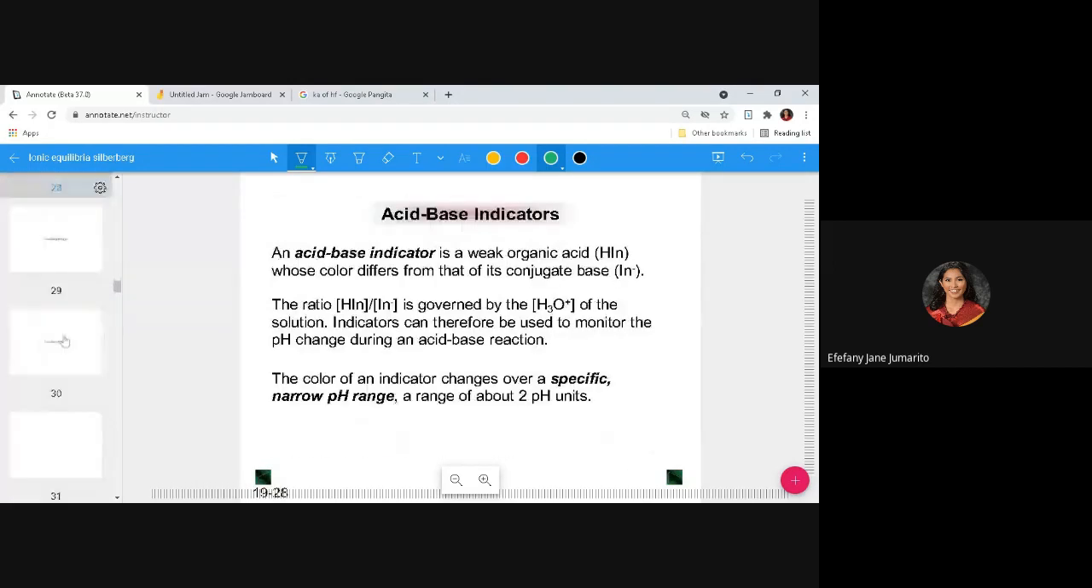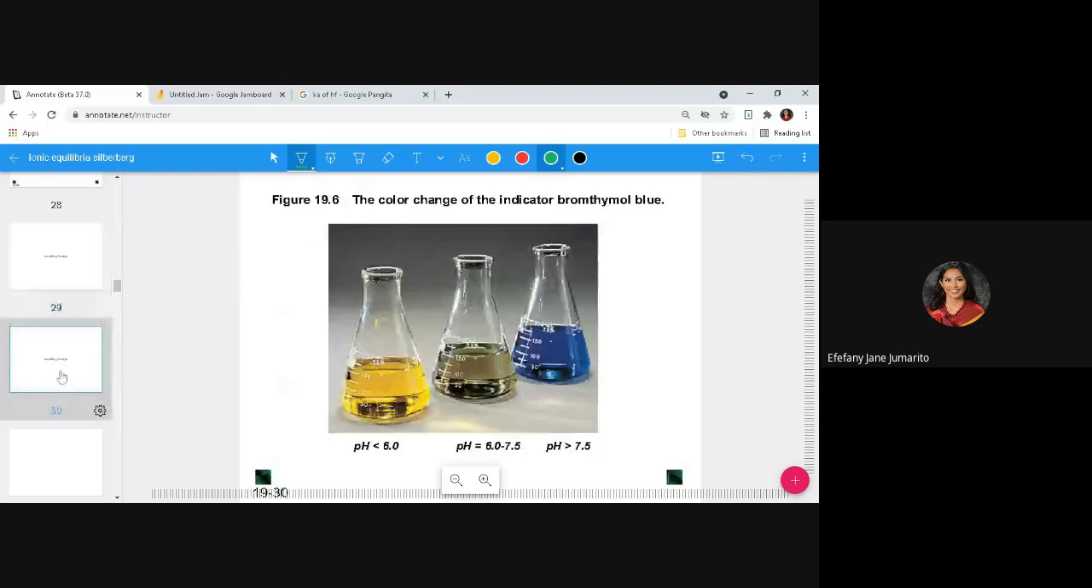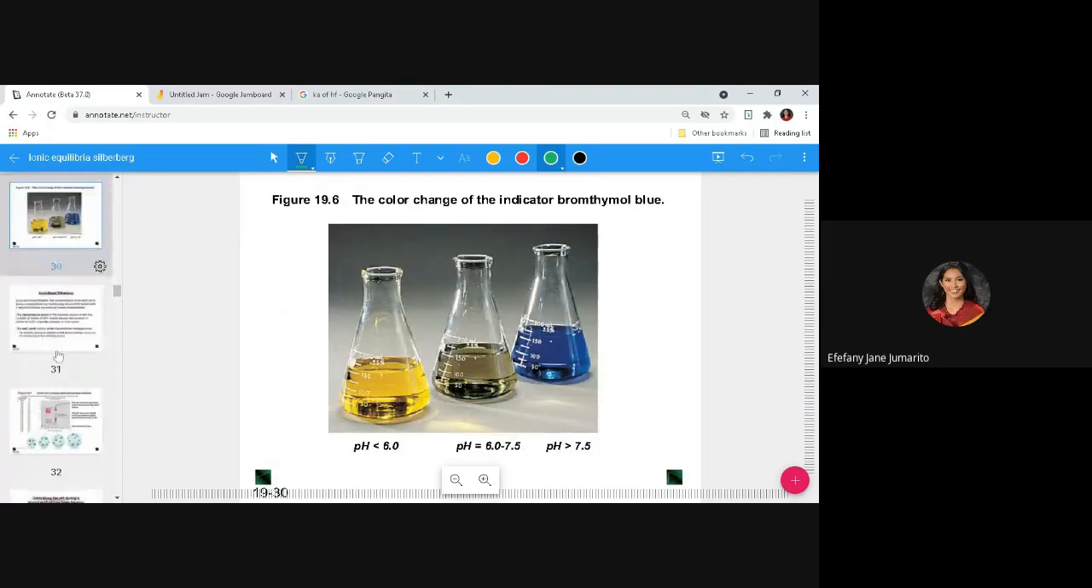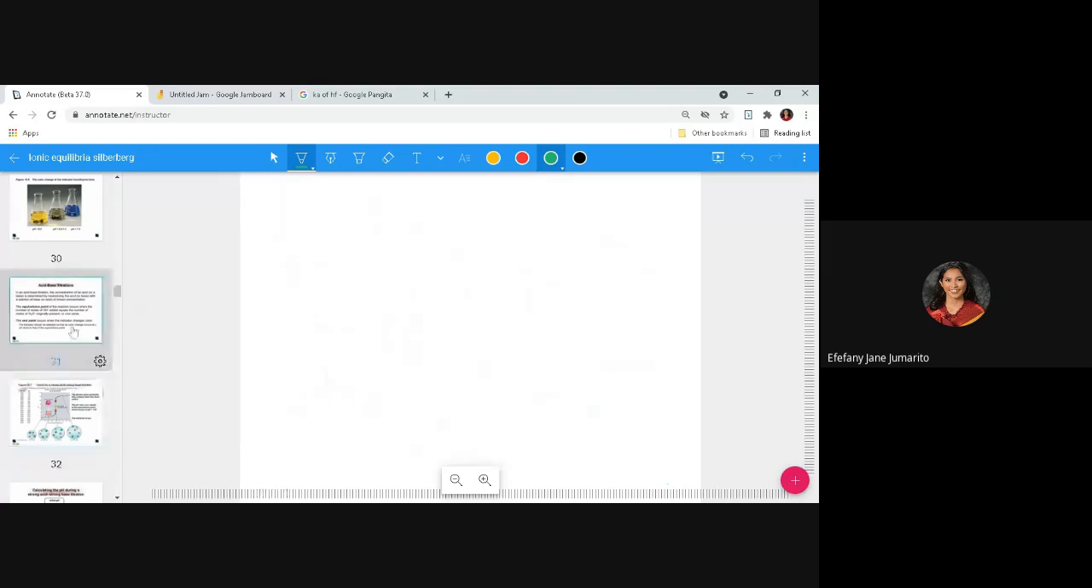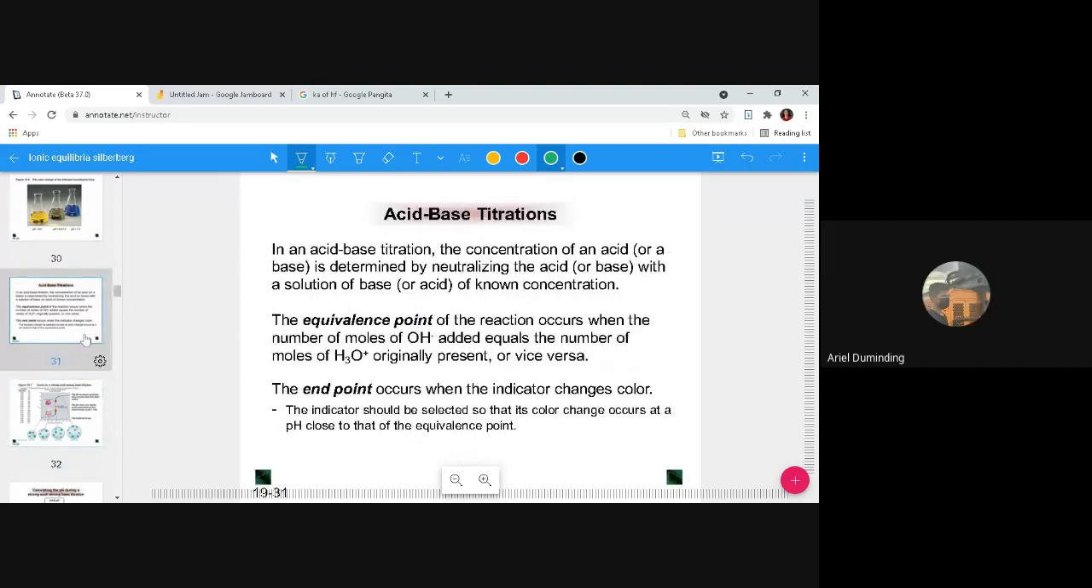Then we will have the exam. Acid-base titration. Have you given us the PPT, ma'am? Not yet. I will send the PPT now. Okay, ma'am.